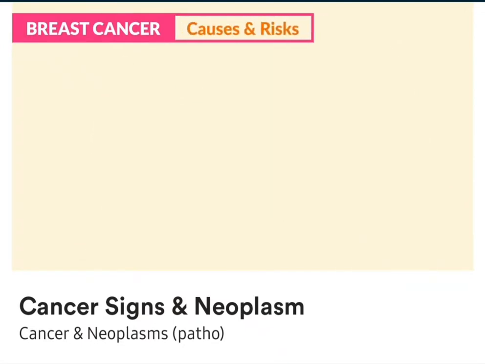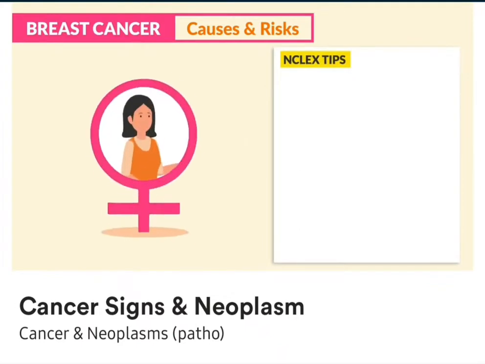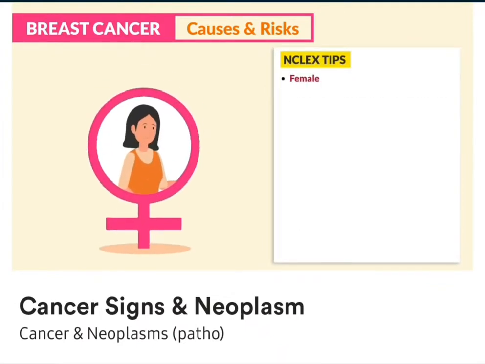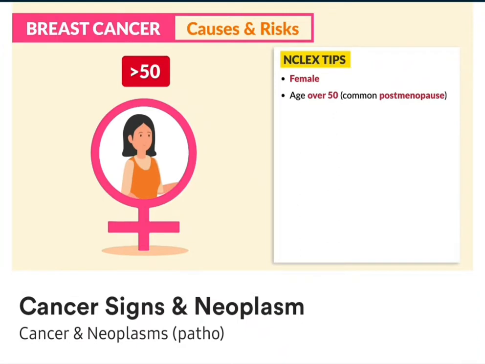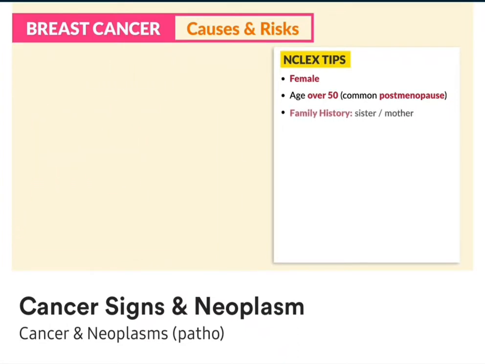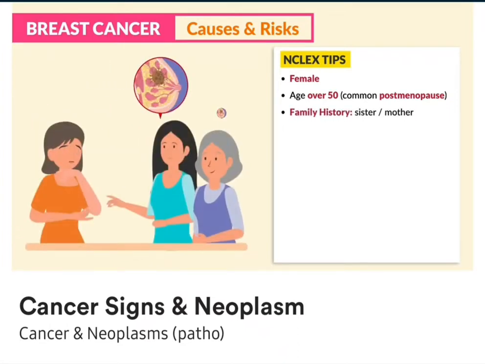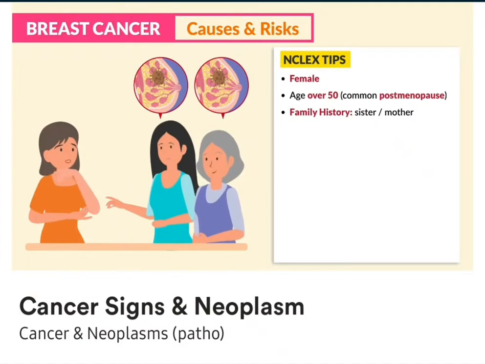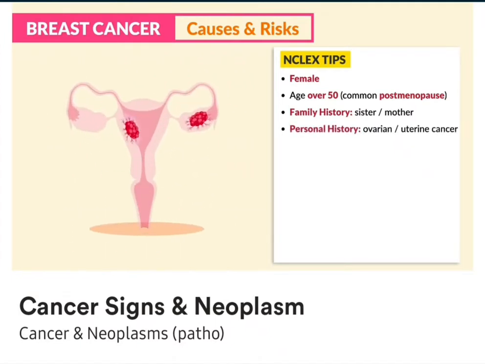Now for the causes and risks, I would write these down. These are huge NCLEX tips. Obviously, number 1 is being female, age over 50, which is common post-menopause. So write that down. Post-menopause showed up a few different times, as well as having a family history, like a sister or mother with breast cancer, and a personal history like ovarian and uterine cancer, as well as a big one here that a lot of students miss. So write this one down.